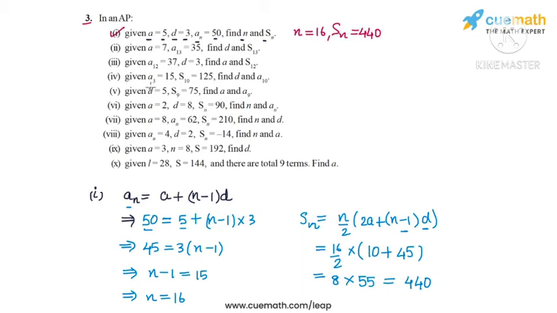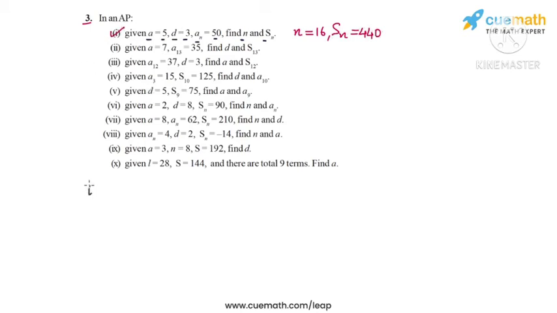Now let's do part 2. So in part 2, we are given that a is 7, the first term is 7, a13, the 13th term, is 35, and using this we have to find d, the common difference, and S13, the sum of the first 13 terms. So let's use again the relation An is equal to a plus n minus 1 times d, but in this case d is the unknown.